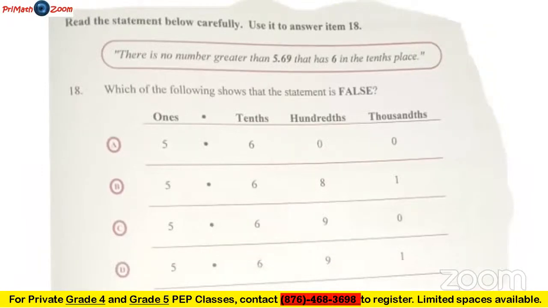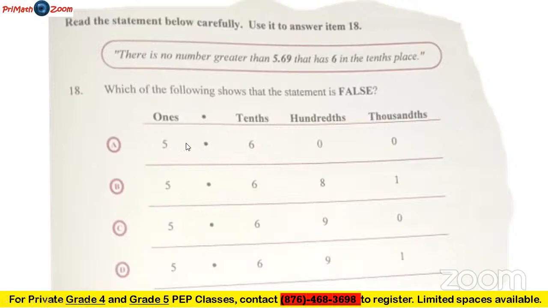Read the statement below carefully. Use it to answer item 18. There is no number greater than 5.69 that has 6 in the tens place. Which of the following shows that the statement is false?